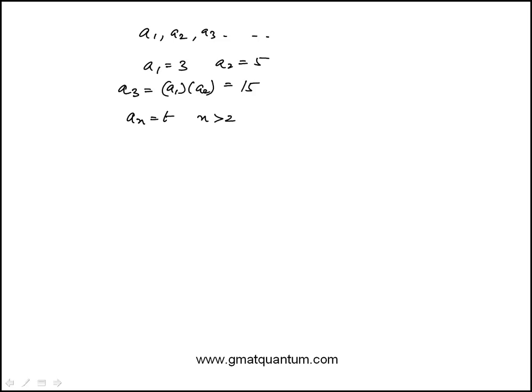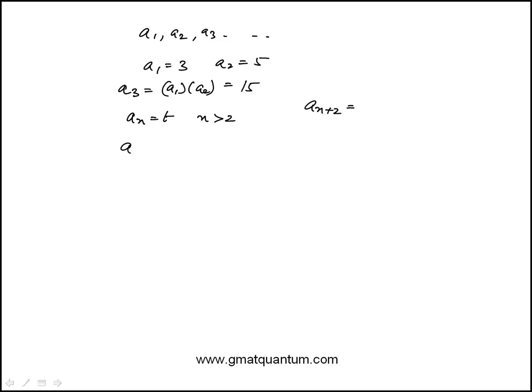So here we're told that a sequence of numbers is defined by this rule. The first term is 3, the second is 5, and every term beyond that is the product of the previous terms. Which means that A3 is the product of A1 times A2, and in this case would be 15, and so on and so forth. They tell us AN is T, and N is some number greater than 2. The question is, what is the value of AN plus 2 in terms of T?